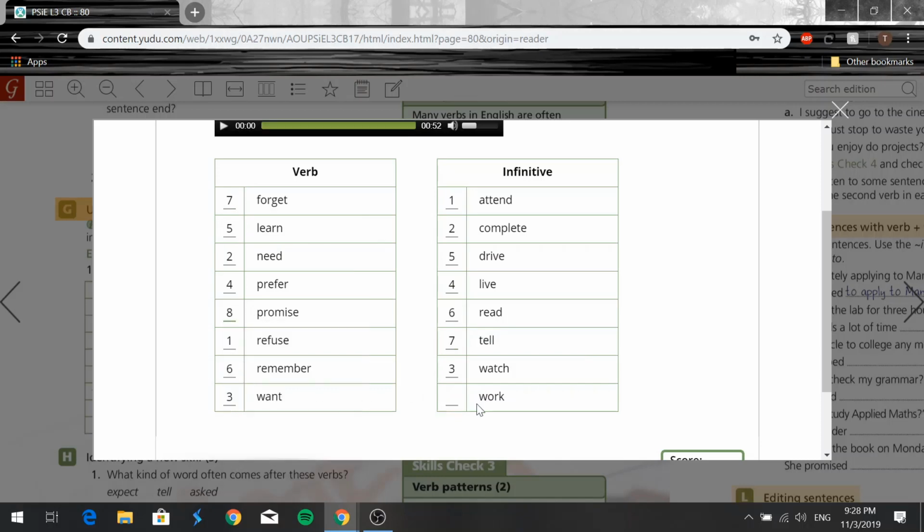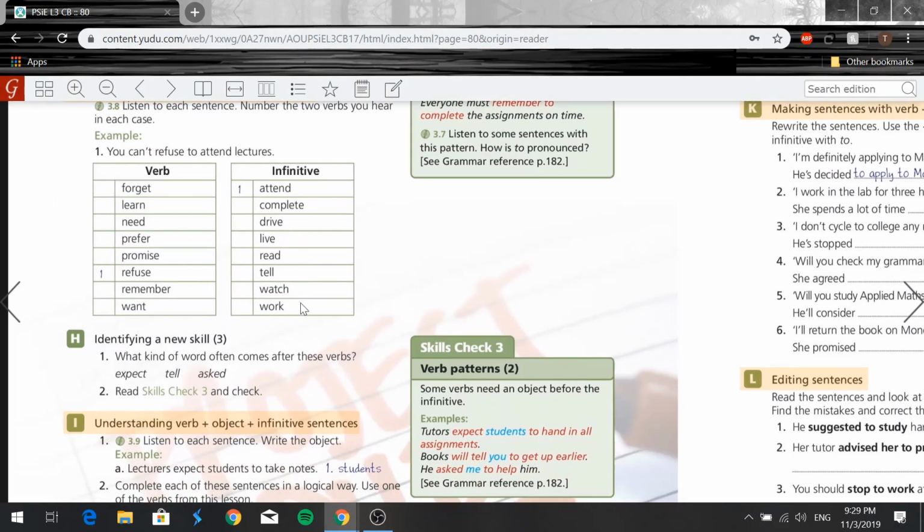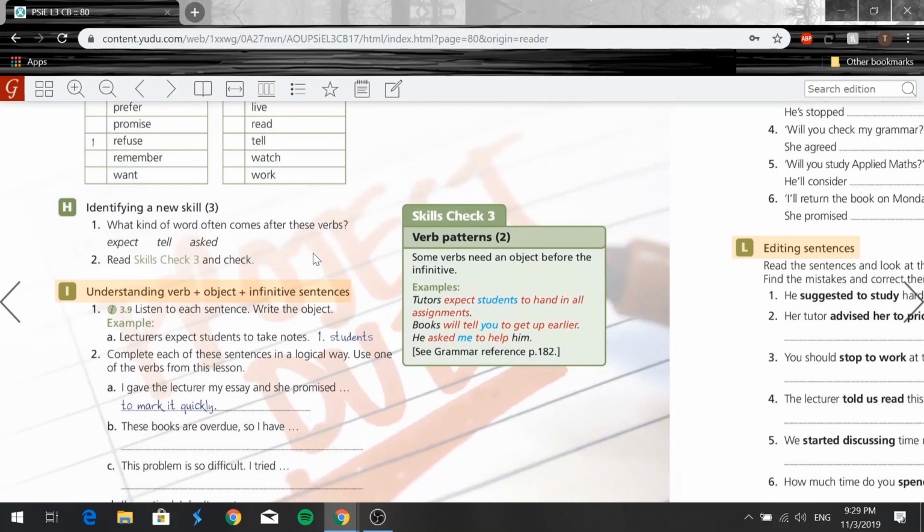Promise to work harder will be 8. Okay? So these were some of the verbs with their infinitive counterparts. Okay? Now let's move on. What do we have here? Here we have identifying a new skill 3. Let's take a look at skills check 2. So verb patterns 2. This is a different verb pattern now.